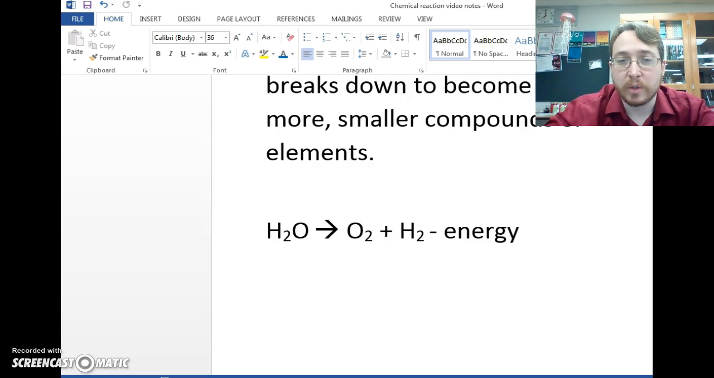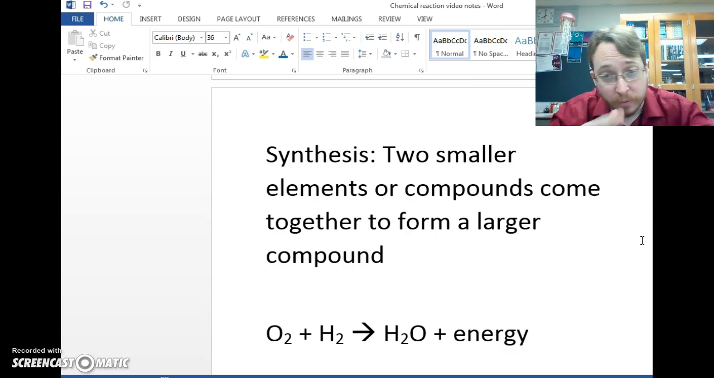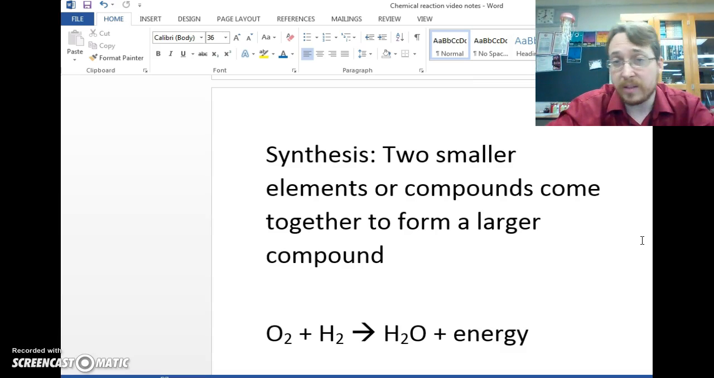So that's decomposition. Our next reaction type is a synthesis reaction. Two smaller elements or compounds come together to form a larger compound. That is this example. Oxygen gas plus hydrogen gas can give us water and releases energy. So this is a reverse of the previous reaction. Some reactions are reversible, and under the right conditions they can go one way, or you can flip them around and they can go the other way. So in this case, this particular synthesis reaction is the reverse of the previous decomposition reaction.